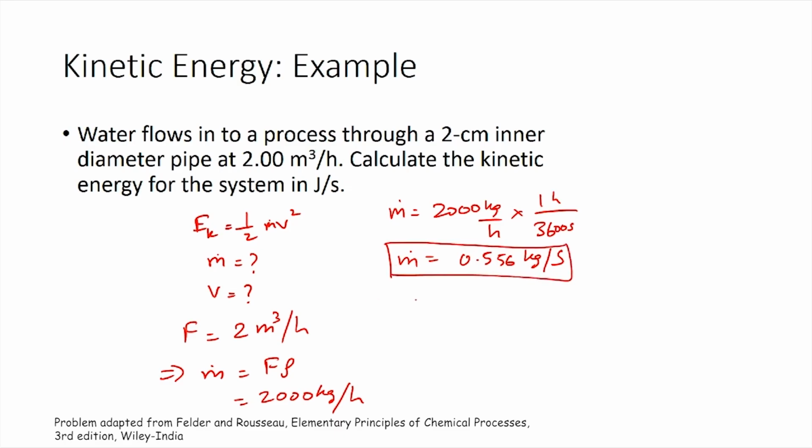So, this is your mass flow rate. Now, we need to calculate the velocity. If you remember, in one of the earlier lectures I had described how we can calculate linear velocity from volumetric flow rate.